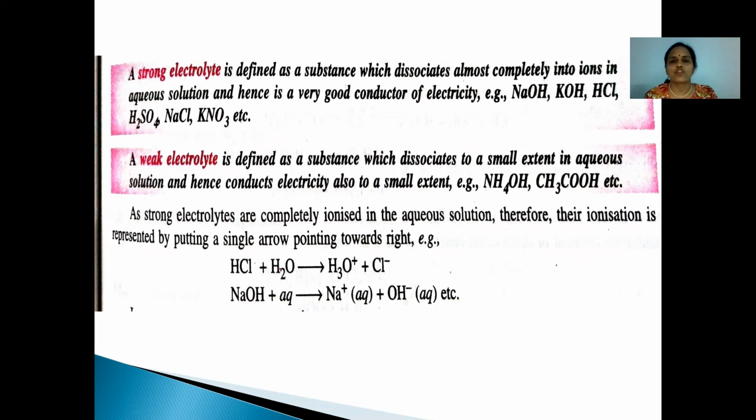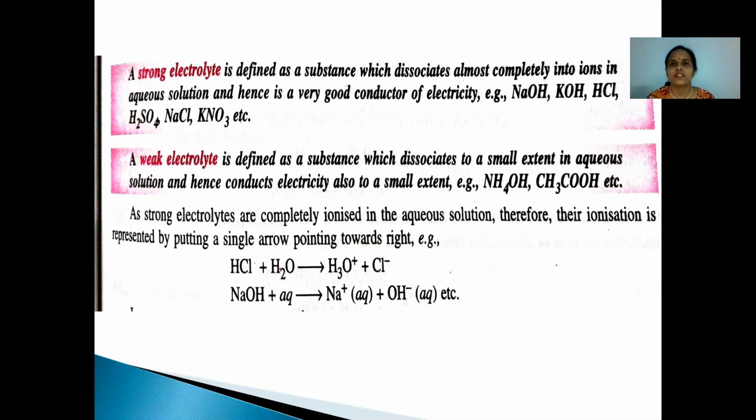Next we come to a strong electrolyte. A strong electrolyte is defined as a substance which dissociates almost completely into ions in aqueous solution and hence is a very good conductor of electricity. So all those substances that dissociate almost completely into ions in aqueous solution. Example, sodium hydroxide, potassium hydroxide, HCl, H2SO4, etc.